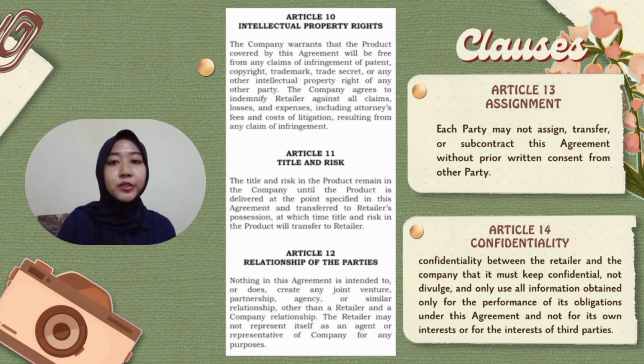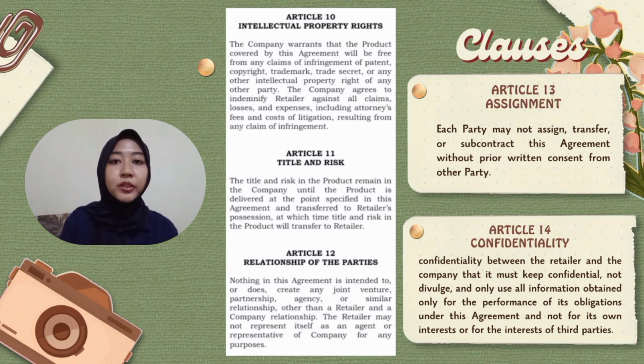Article 11 is about title and risk. The title and risk in the product remain in the company until the product is delivered at the point specified in this agreement and transferred to the retailer's possessions, at which time title and risk in the product will transfer to the retailer. So, Article 12 is about relationship of the parties. The only relationship that is recognized and allowed is between the retailer and the company. The retailer may not represent itself as an agent or representative of the company for any purpose.